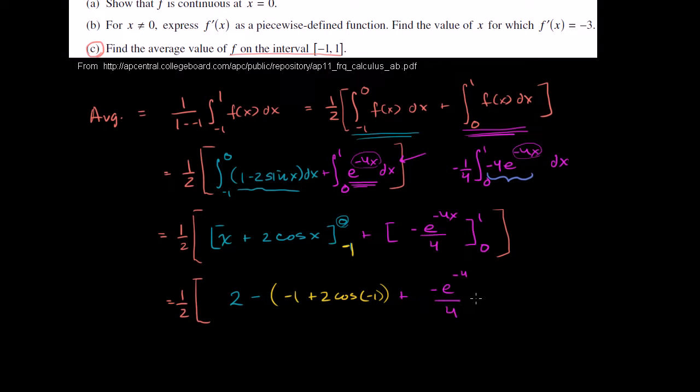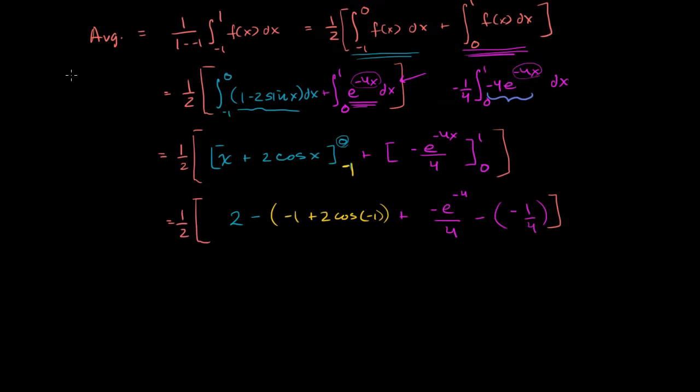And from that, we need to subtract this thing evaluated at 0. So that's going to be negative e to the 0 over 4. Well, e to the 0 is 1. So that's just -1 over 4. And once again, all of this is going to be multiplied by 1/2. And now we just have to simplify it. So I'll just still throw out the 1/2 here.